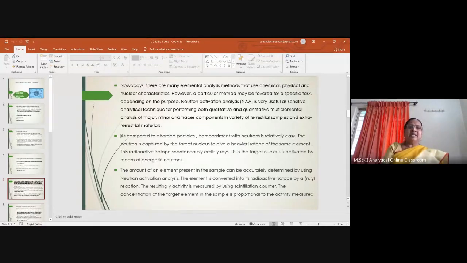is formed. This radioactive isotope spontaneously emits gamma rays, and thus the target nucleus is activated by means of energetic neutrons. समजलं? How is the target nucleus made active? टार्गेट न्यूक्लियस ऍक्टिव्ह करायचं असेल तर काय करतोय आपण? त्याच्यावरती न्यूट्रॉन बंबार्ड करतोय. न्यूट्रॉन त्या न्यूक्लियस मध्ये पेनिट्रेट होतात, and therefore the mass number of the element increases, so that element remains the same, but it is converted into its heavier isotope. त्याच्या heavier isotope मध्ये तो element convert होतं, and it becomes unstable. To attain stability, it spontaneously emits gamma rays. Spontaneously means immediately it emits the gamma rays, and such emission is known as the prompt emission. Thus, the target nucleus is activated by means of energetic neutrons.